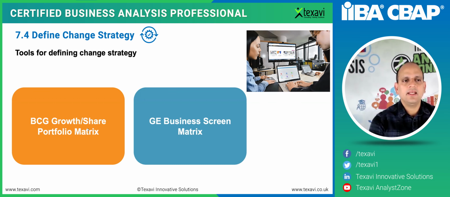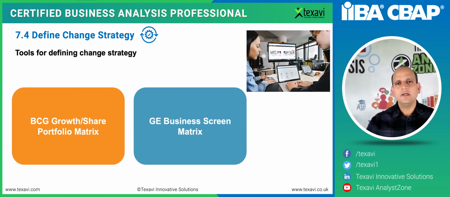Two specific techniques that would help us define the change strategy. One is the BCG growth or share portfolio matrix. It is about how attractive the market is for your product, for your business unit, or for your entity, or for your process. Typically, it is used mainly for product portfolio.